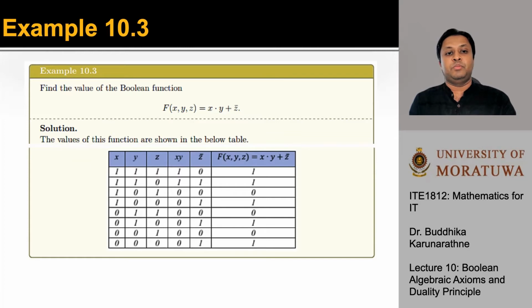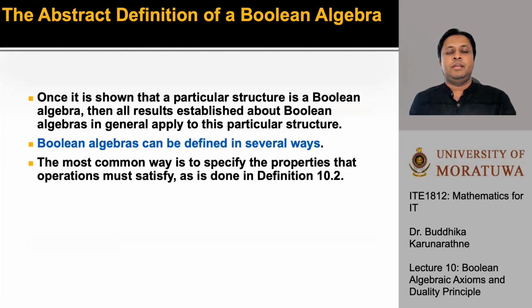That's an example of a Boolean function. Now we move on to what we call the abstract definition of a Boolean algebra. This is a generally useful concept. The importance is that once it is shown that a particular structure is a Boolean algebra, then all the results established about Boolean algebras in general apply to this particular structure. So you have to identify first that it's a Boolean algebra and what particular structure it is.